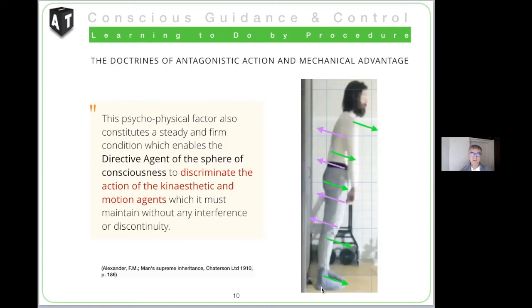This psychophysical factor. We were discussing the essential rigidity. This is what the psychophysical factor is talking about.